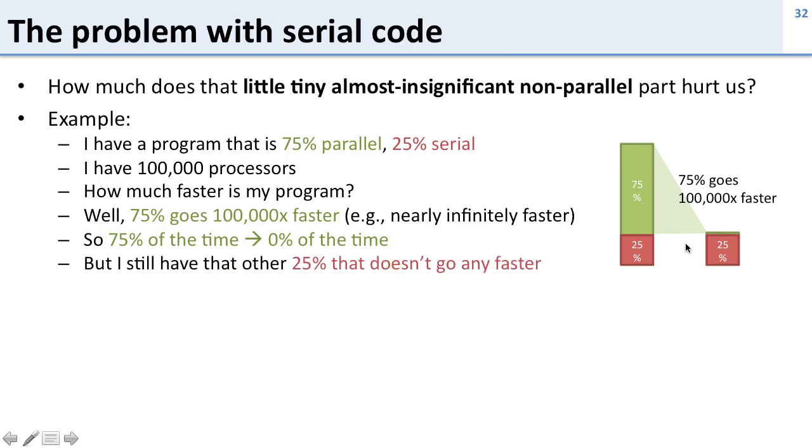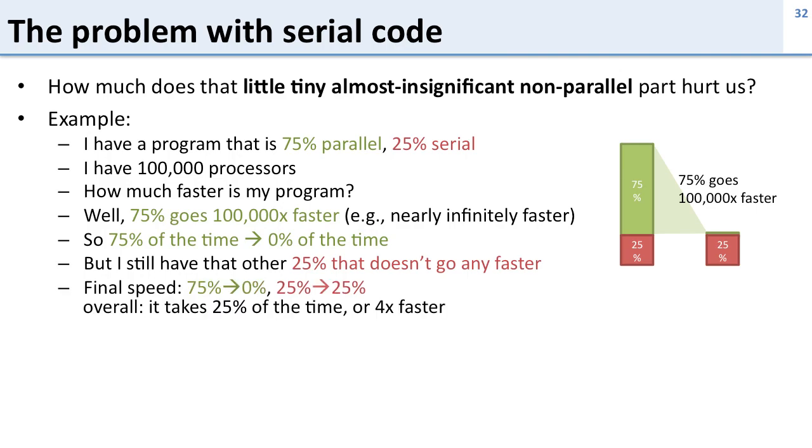So what are we left over with? Well, we're left over with that 25% that's serial that doesn't go any faster. So our final speed? Well, 75% of our program goes infinitely faster, or 100,000 times faster. So 75% goes down to 0% of the time, but that 25% stays around. So overall, my new parallel program takes 25% of the time of my previous one, so it's 4 times faster. So I used 100,000 processors, but because only 75% of my program could be parallelized, I'm only going 4 times faster, despite using 100,000 processors.